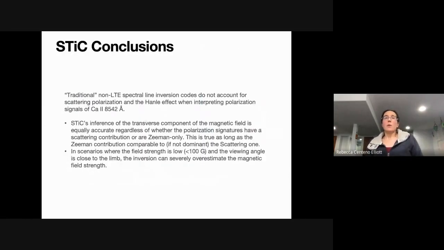So these are my conclusions. STIC is remarkably, rather surprisingly for me at least, rather good at inferring the transverse component of the magnetic field. The solutions are equally accurate regardless of whether the polarization signatures have scattering contribution or are Zeeman-only, as long as this Zeeman contribution is comparable, if not dominant, to the scattering one. Only in scenarios where the field strength is very low, below 100 Gauss, and the viewing angle is close to the limb, where scattering polarization really dominates, only in these cases will the inversion severely overestimate the magnetic field strength.